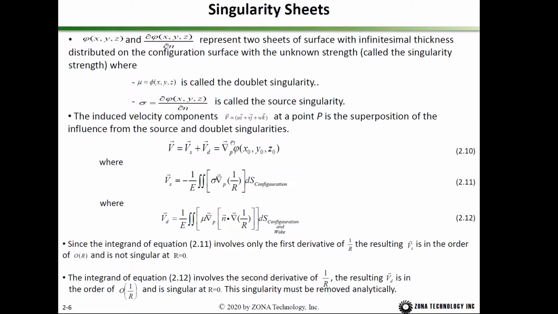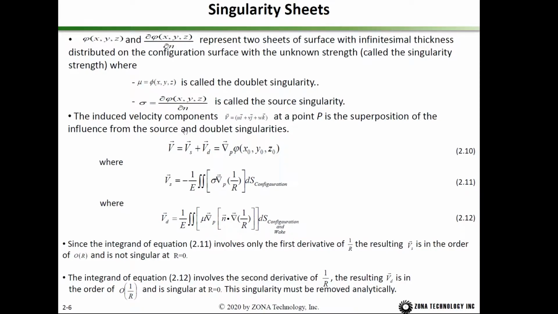Then on the configuration, the phi and partial phi partial n represent 2 sheets of surface with an infinitesimal thickness distributed on the configuration surface with unknown strength called the singularity strength. We call mu, equal to phi, the doublet singularity, and we call sigma, equal to partial phi partial n, the source singularity.